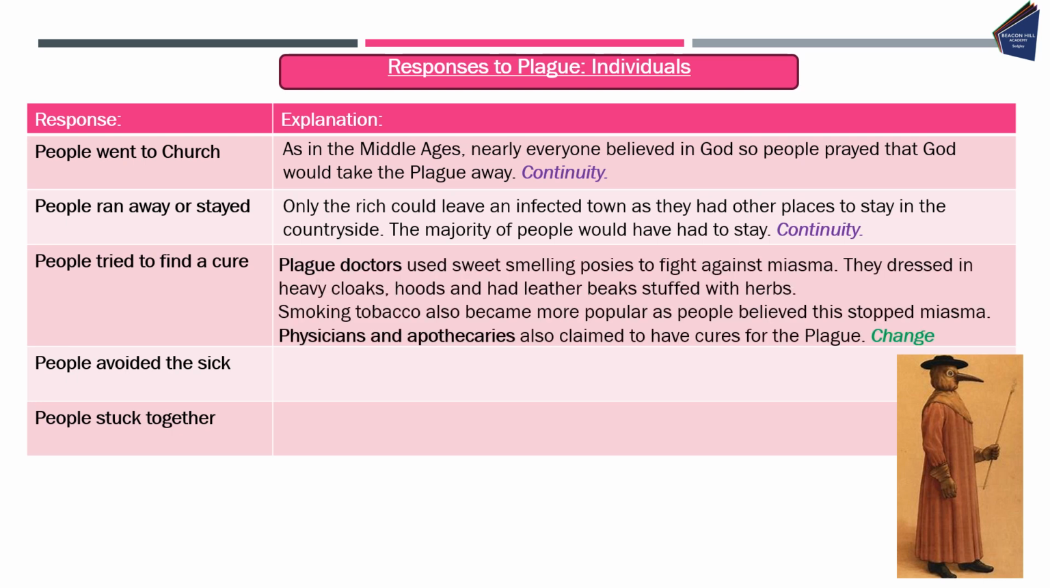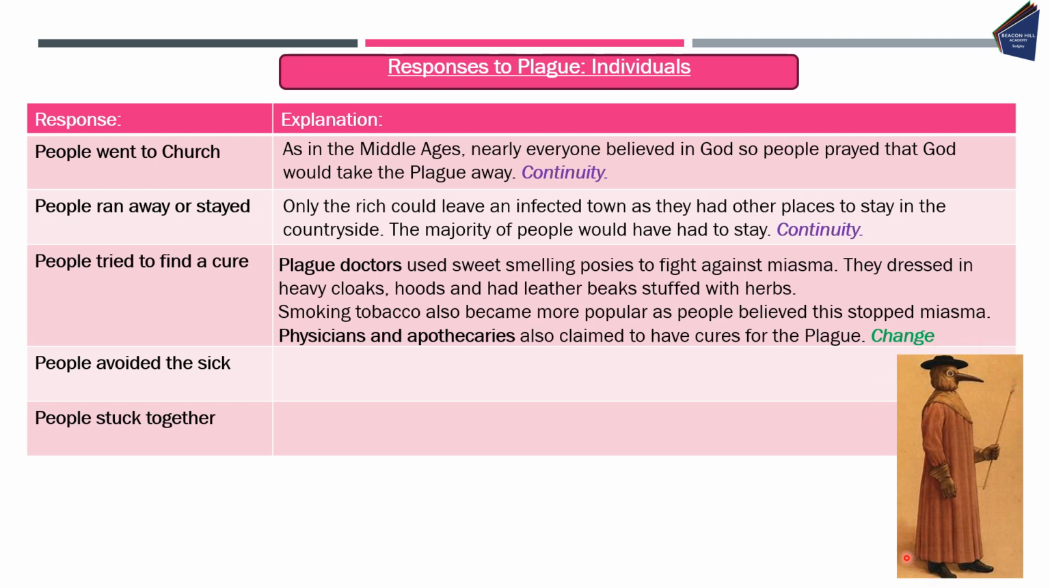People trying to find a cure. So this is a big change that we have, and this is probably the most common error that I have seen in essays being written about the plague and the Black Death. Lots of people referring to plague doctors within a medieval paragraph. So plague doctors do not appear until early modern Britain, and they were using sweet-smelling posies to fight against miasma. They dressed in heavy cloaks, hoods, and had leather beaks stuffed with herbs. You can see a plague doctor here in the corner, so this is what is being described.